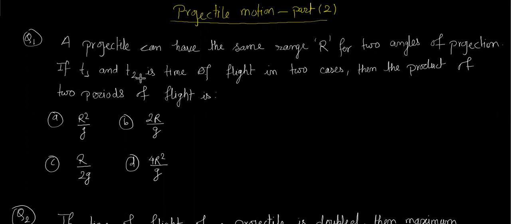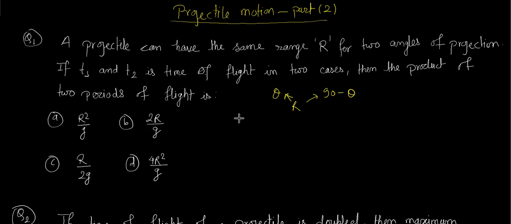If t1 and t2 are the times of flight in the two cases, then the product of the two periods of flight is, so these are the options. First of all, we have to know that for theta and for 90 minus theta, the values of range are the same. It is given indirectly, so we have to use these two values here.